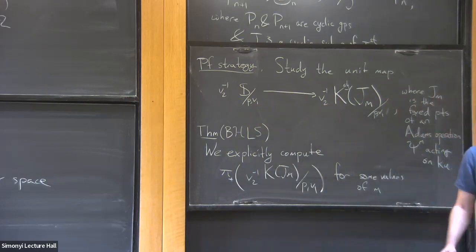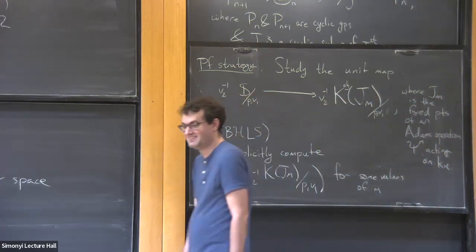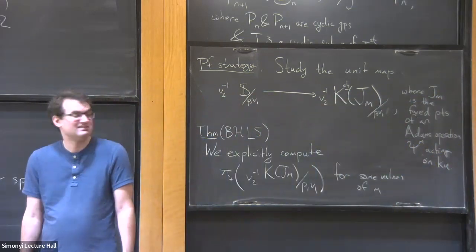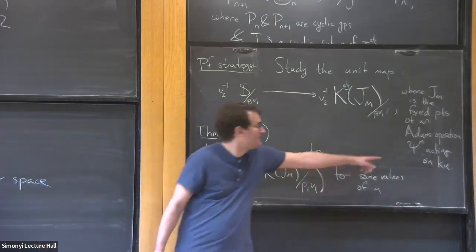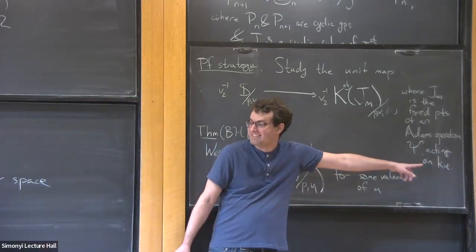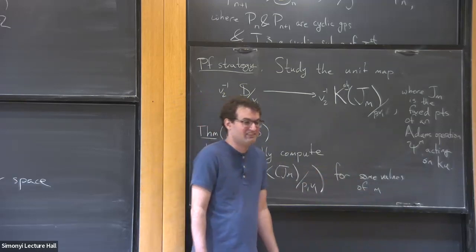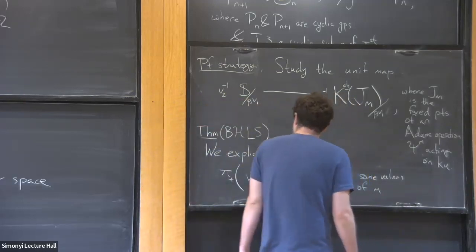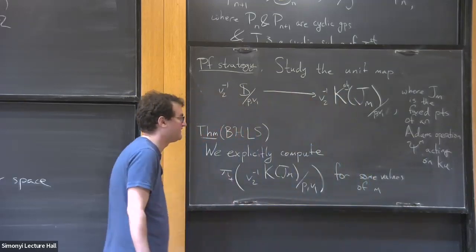Means topological K theory if you're like actual vector bundles or something. Your definition of JM has no dependence on M. Well, there's this psi M here that may be difficult to see. Oh, certain Adams operation acting. Okay, so we explicitly compute this.